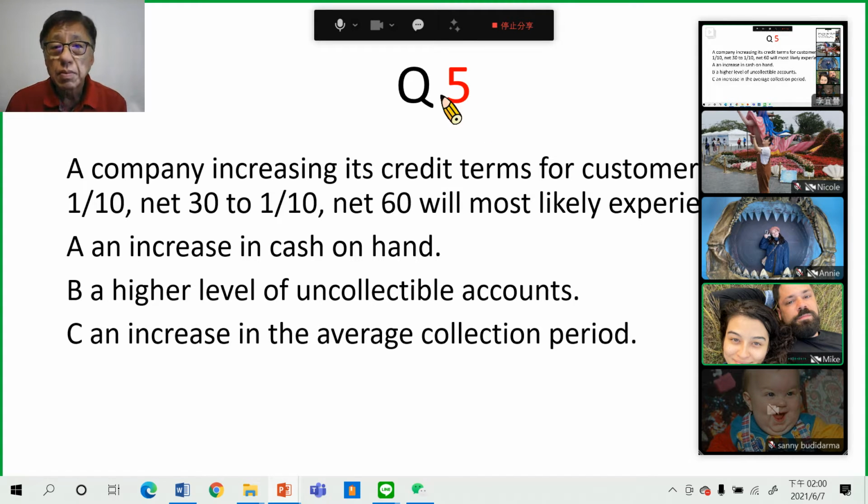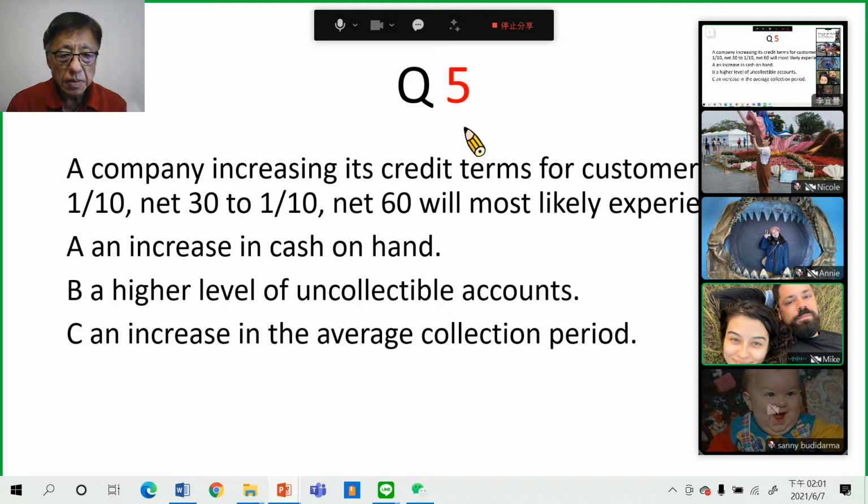I will answer the question then, Professor. So first of all, we need to understand the terms. 1/10 net 30. What does it mean? It means that if you pay the invoice within 10 days, you will get a 1% discount. And this is payable within 30 days, right? Within 30 days you have to pay the full amount. Okay, 10 days is for the discount and 30 is the total amount.